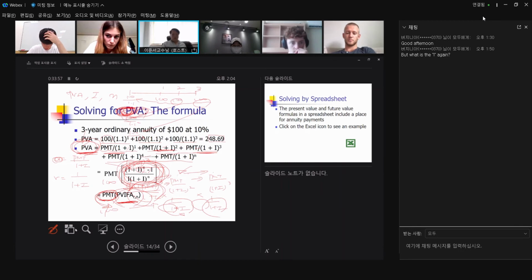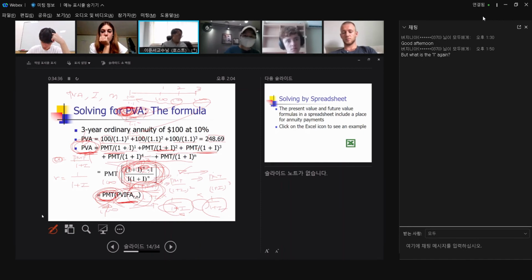You may solve those kinds of questions. This kind of question may appear in the midterm exam, so you should be good at handling this equation. If I give you some information about the present value of annuity, the interest rate and the number of periods, you should calculate the payment. That's the sum of the present value of annuity.